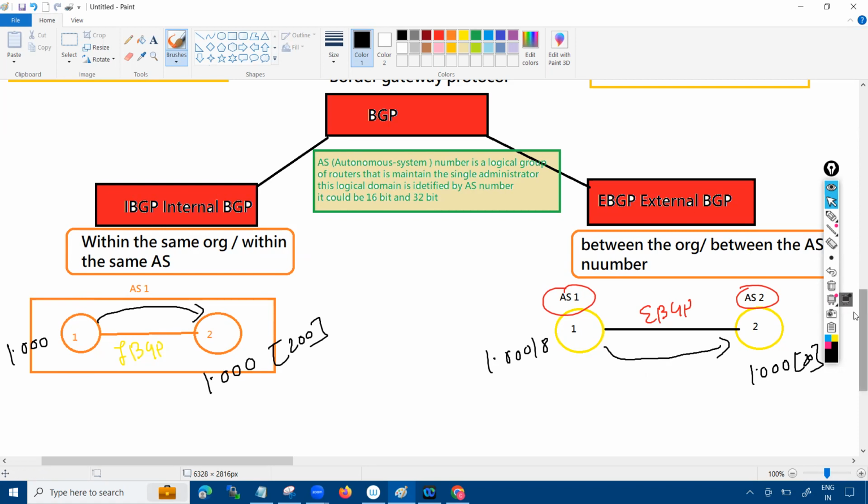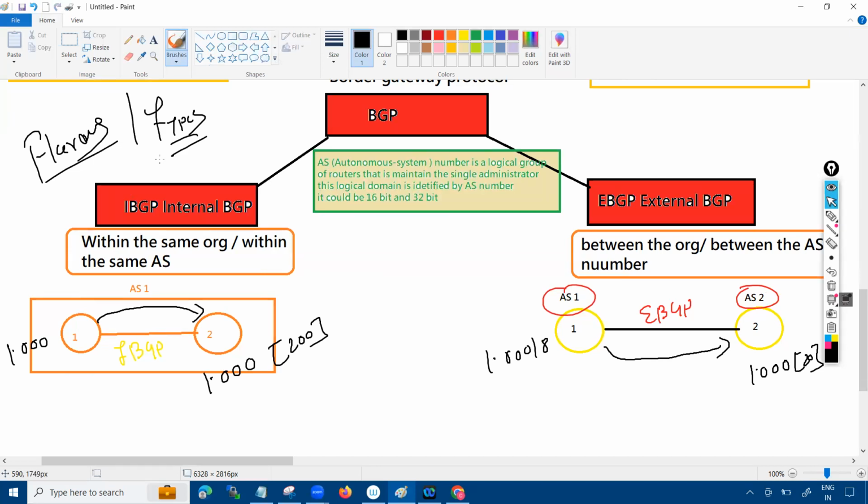So you can call them flavors or types of BGP. We have two types of BGP. Like OSPF, we don't have types; EIGRP, we don't have types. But BGP has types, iBGP and eBGP.